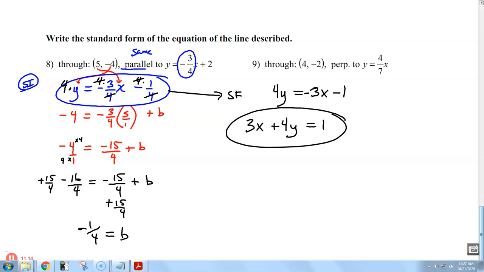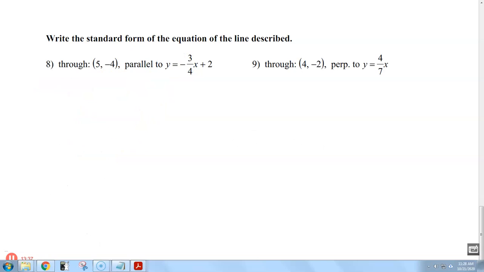Last one, number 9. I start off in slope-intercept form. So I'm going to start off in SI. So bam. And I want to be perpendicular to this. So that means I need to flip it, and I need to change the sign. So my starter equation is y equals -7/4 x plus b. I'm going to jam in my points.